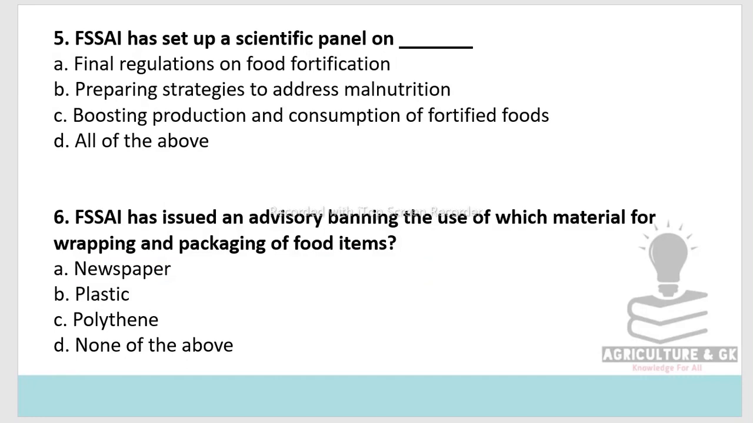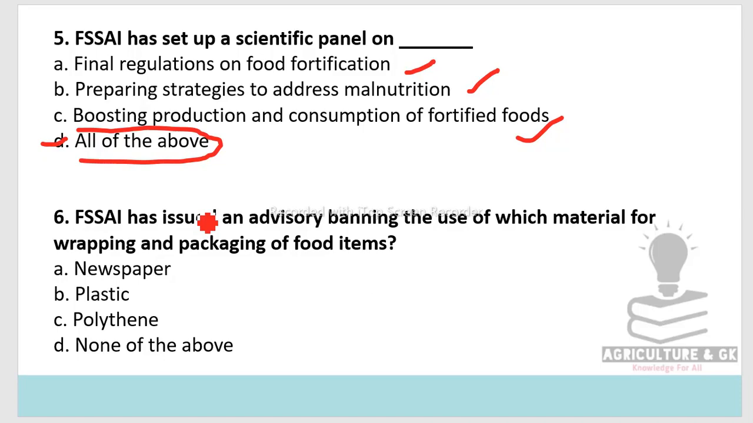Now moving next, FSSAI had set up a scientific panel on: final regulations on food fortification, preparing strategies to address malnutrition, boosting production and consumption of fortified foods, or all of the above. So FSSAI had set up a scientific panel on final regulations on food fortification, as well as for preparing strategies to address malnutrition, and also boosting the production and consumption of fortified foods. So our answer will be all of the above. Option D is the right answer.